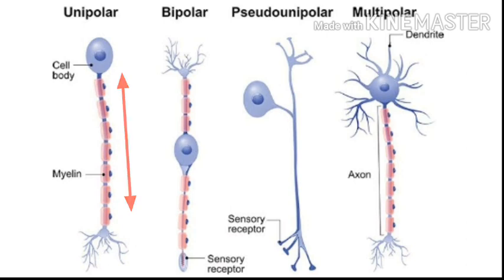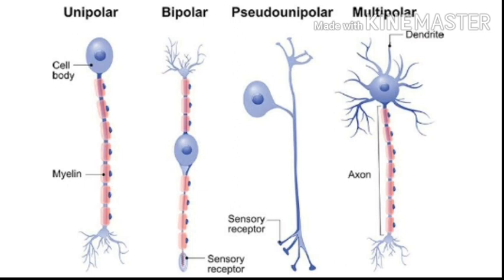and unipolar and bipolar neurons both are very rare in the human body. Unipolar neurons are present in the spinal cord, and if we talk about the bipolar neurons, they are present in the rods and cones in the retina of the eye and the olfactory receptors. Both of these neurons are very rare. And if we talk about pseudo-unipolar, it is present in the dorsal root ganglion of spinal cord. Why do we call it pseudo-unipolar? Because it appears to be bipolar, but it is not.